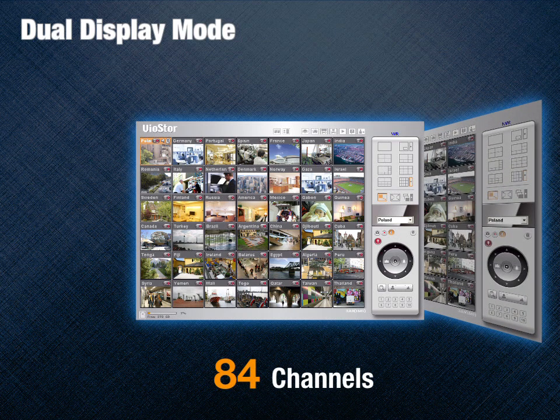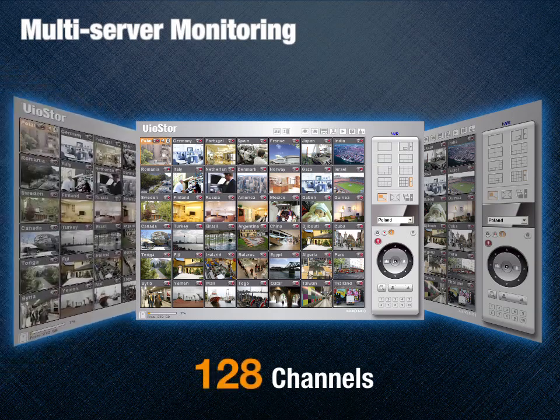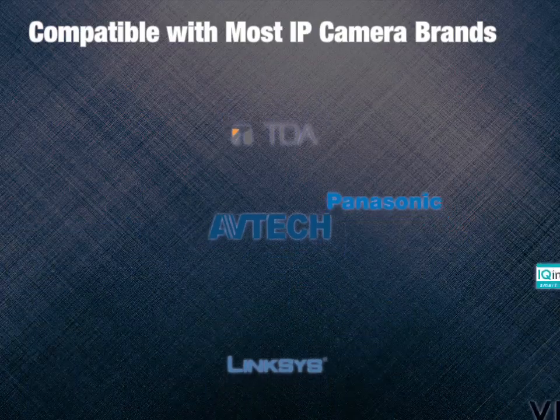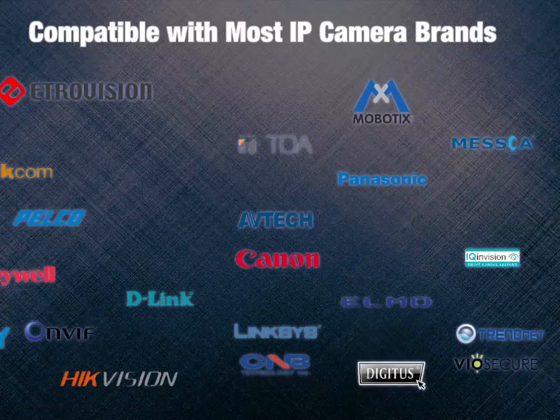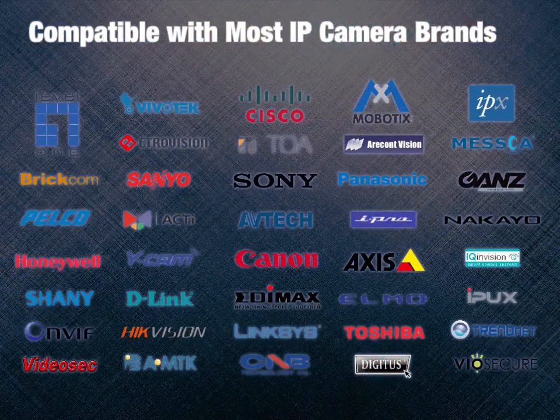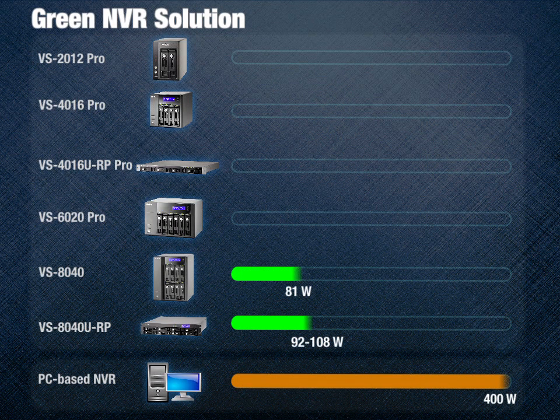With a unique multi-server monitoring feature, user can monitor up to 128 IP cameras from multiple QNAP NVR servers. QNAP NVR is compatible with most IP camera brands. The Linux-based NVR is more power-saving and less vulnerable to virus attack compared to a PC-based surveillance solution.